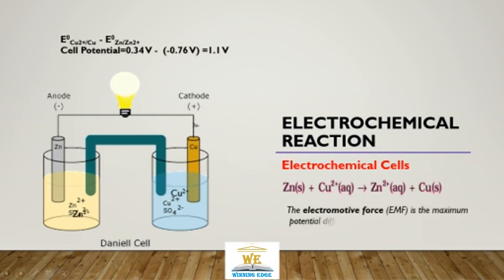The electromotive force is the maximum potential difference between the two electrodes of a galvanic or voltaic cell. So this potential difference between the two electrodes is known as EMF. Cell potential will be the electrode potential of the cathode minus the electrode potential of the anode, which is 0.34 minus (-0.76). Total potential will be 1.1 volt.